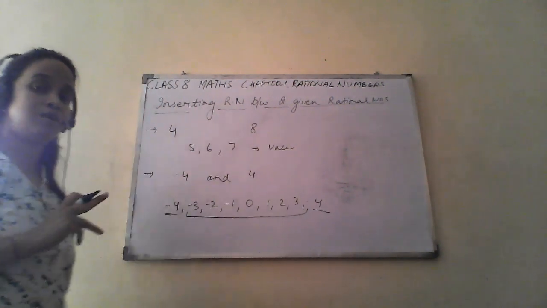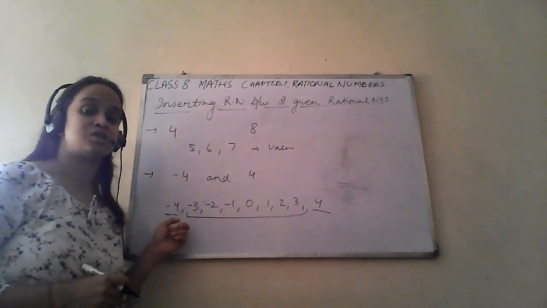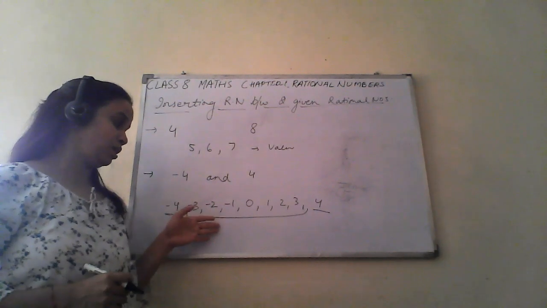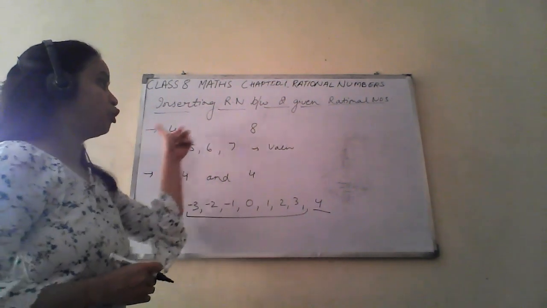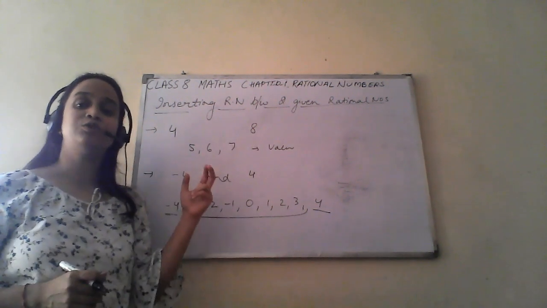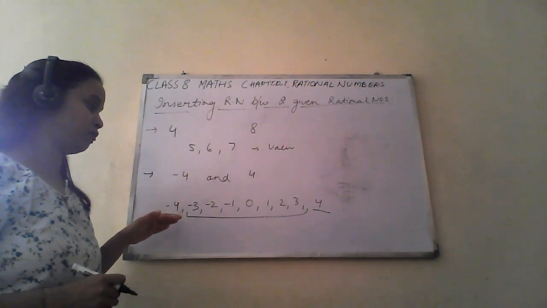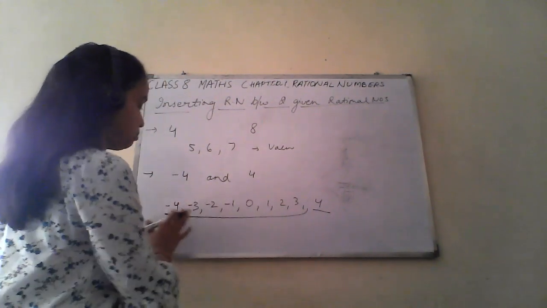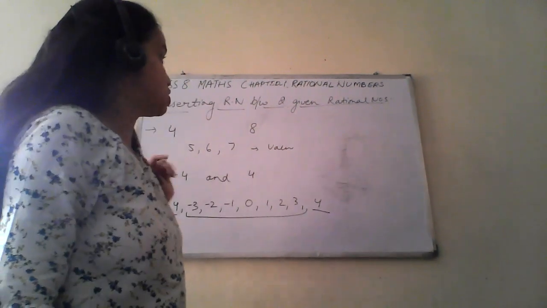So one thing is clear, when we talk about natural numbers, whole numbers, or integers, the number of elements present between two given numbers is fixed. That means between 4 and 8 only 3 whole numbers can be present. In the second case, we have only 7 integers present between minus 4 and 4. But there is a difference in case of rational numbers. What is the difference? We see.